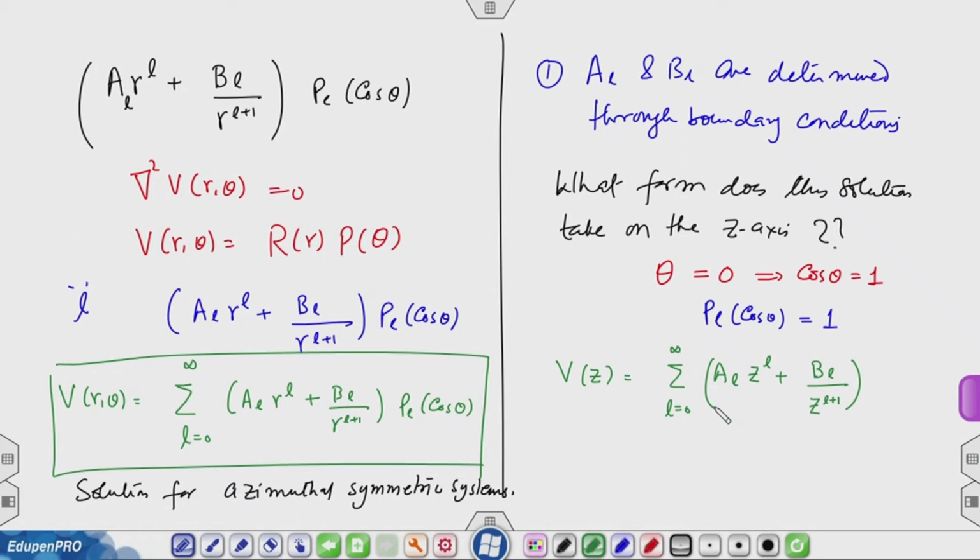So, this is another way of solving the problem. If I can somehow generate the solution on the z axis, then I can write the entire solution. Once I determine A_L and B_Ls, then I can write the general solution by including P_L cosine theta. So, either through boundary conditions or through comparison with the solution on the z axis in the known cases, you can figure out the solution in these kind of problems. Let me take one example of this.